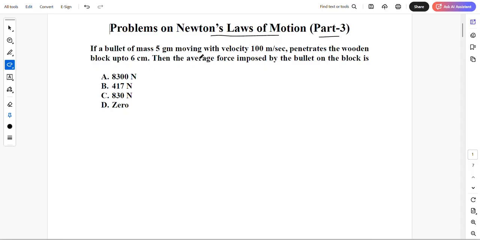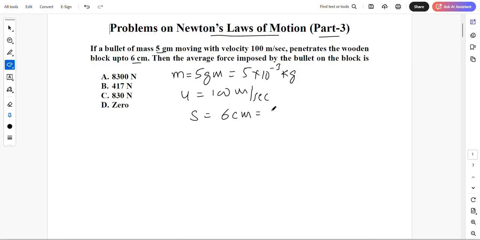First read the problem. If a bullet of mass 5 gram, moving with a velocity 100 meter per second, penetrates the wooden block up to 6 centimeter, then the average force imposed by the bullet on the block is? Now they have given mass 5 gram, that is 5 into 10 to the -3 kg. Velocity is given, u is equal to 100 meter per second. Then S is equal to displacement 6 centimeter, that is 6 into 10 to the minus 2 meter.